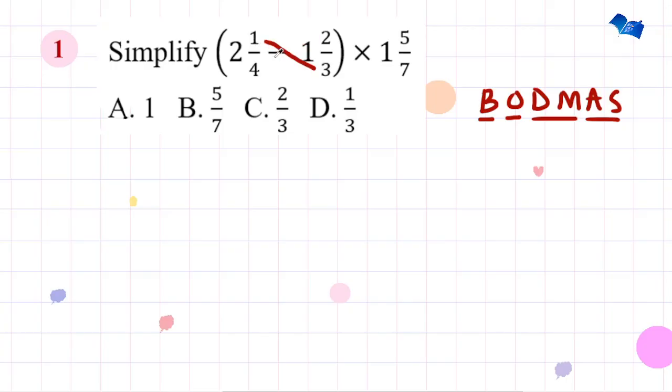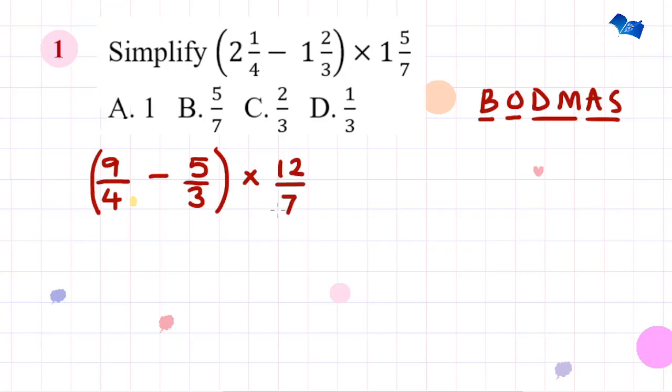So because of this, we are going to apply the second method of subtracting mixed numbers, which is to change them into improper fraction. 4 times 2 is 8 plus 1 is 9. That's 9 over 4. Minus 3 times 1 is 3 plus 2 is 5. It's 5 over 3. So I'm dealing with what's inside the brackets, okay? Then multiplied by, I will also change this to an improper fraction. 7 times 1 is 7 plus 5 is 12. So we have 12 over 7.